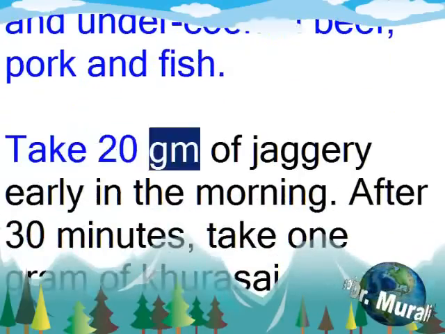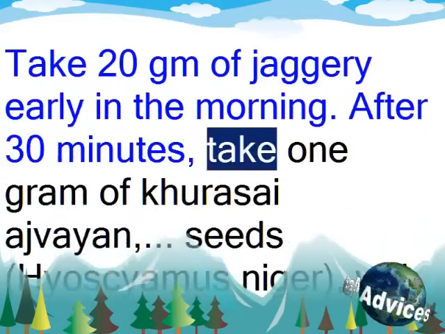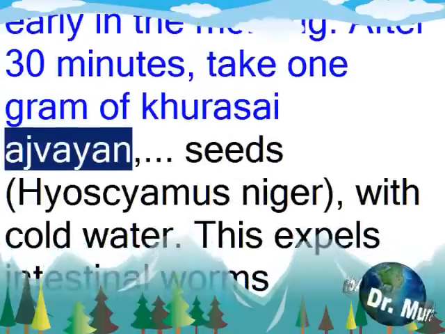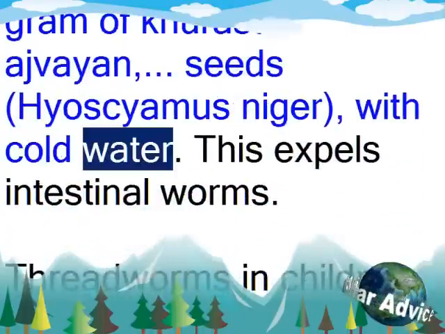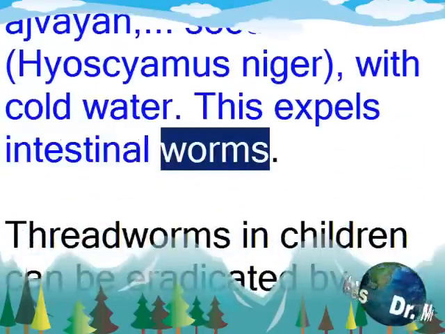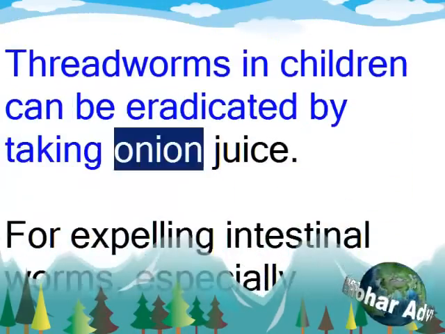Take 20 grams of jaggery early in the morning. After 30 minutes, take 1 gram of Khurasani ova, seeds of Hyoscyamus niger, with cold water. This expels intestinal worms. Threadworms in children can be eradicated by taking onion juice.